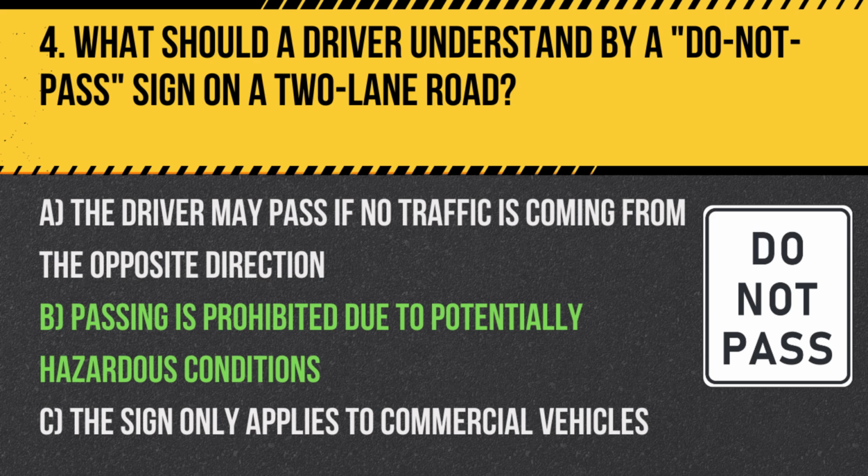Answer: B. Passing is prohibited due to potentially hazardous conditions. This sign indicates areas where visibility or other conditions make passing unsafe.